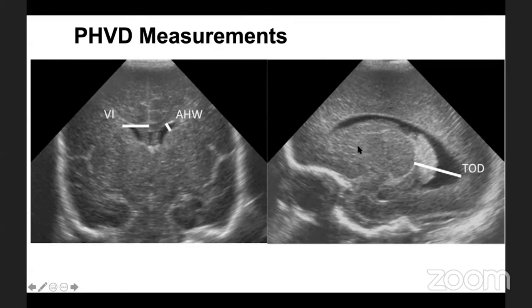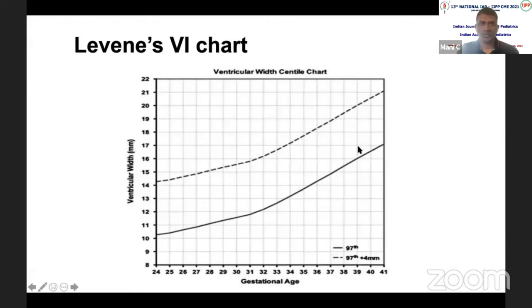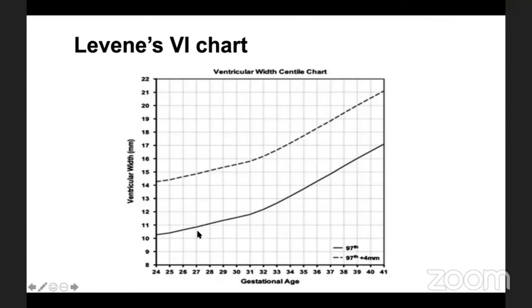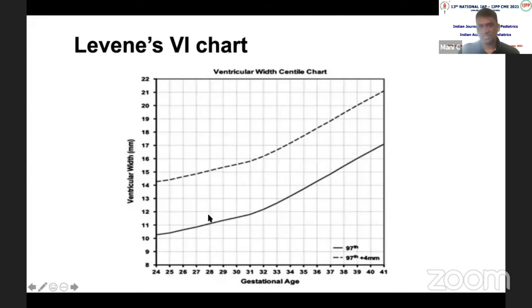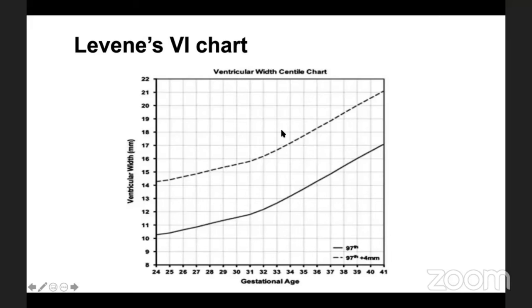And we have standard values for this, and for when they are abnormal as well. So particularly this is Levene's chart, the ventricular index chart. This is where we plot the ventricular index, with the 97th centile, as well as the line 4 millimeters above the 97th centile.